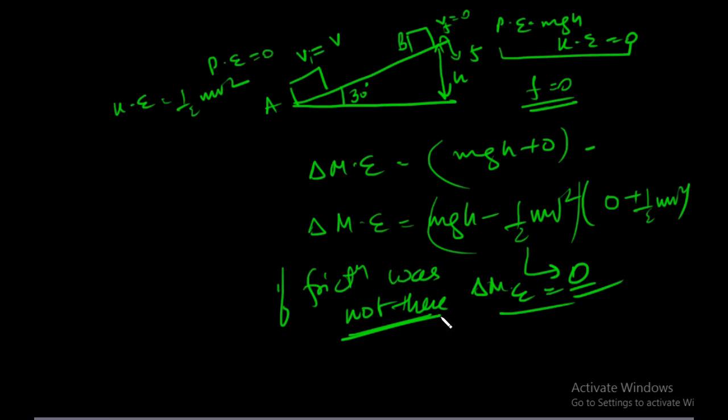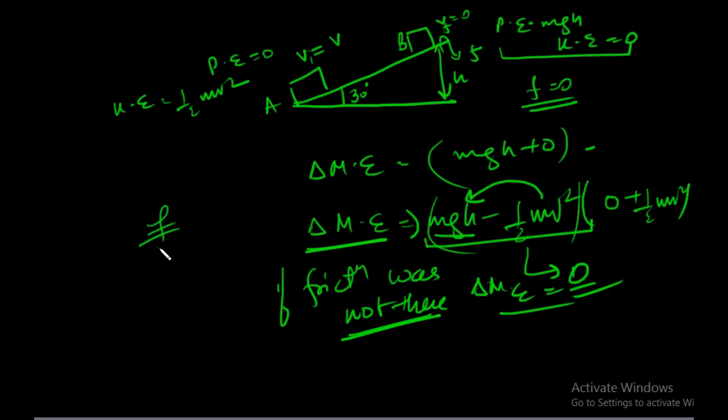If friction was not there, the delta ME, which means the change in mechanical energy, would have been 0, because all of the kinetic energy would have been converted into potential energy. That is because only a conservative force was acting, which means only gravity was acting over here. If friction was not there, the whole of the kinetic energy has been converted to potential energy.